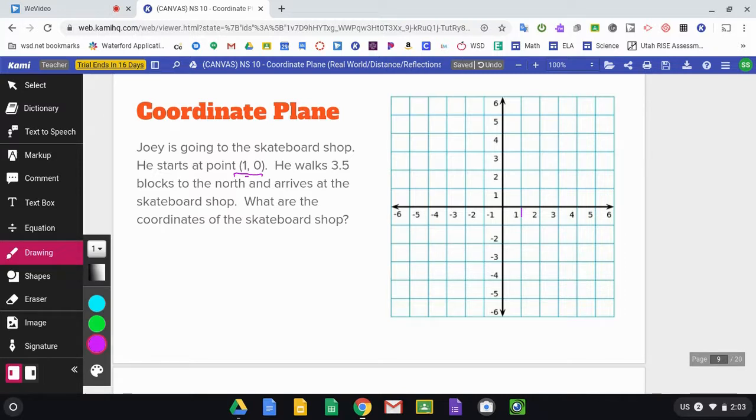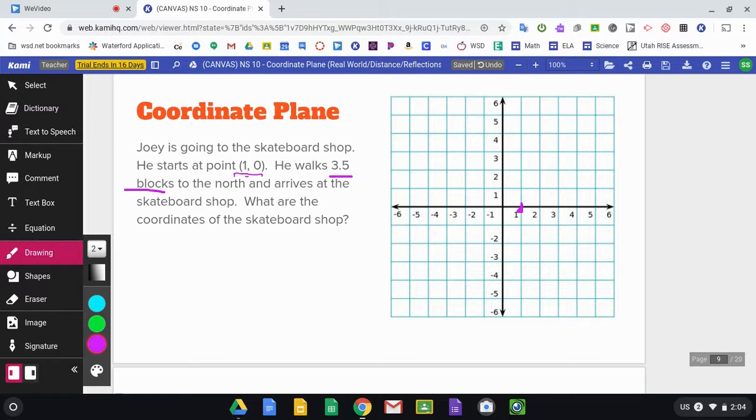Let's see if this side works better. Put a point there. Okay. And he walks 3.5 blocks to the north. What are the coordinates of the skate shop? Okay. So he starts at 1, 0 right here. He walks 3.5 blocks to the north.